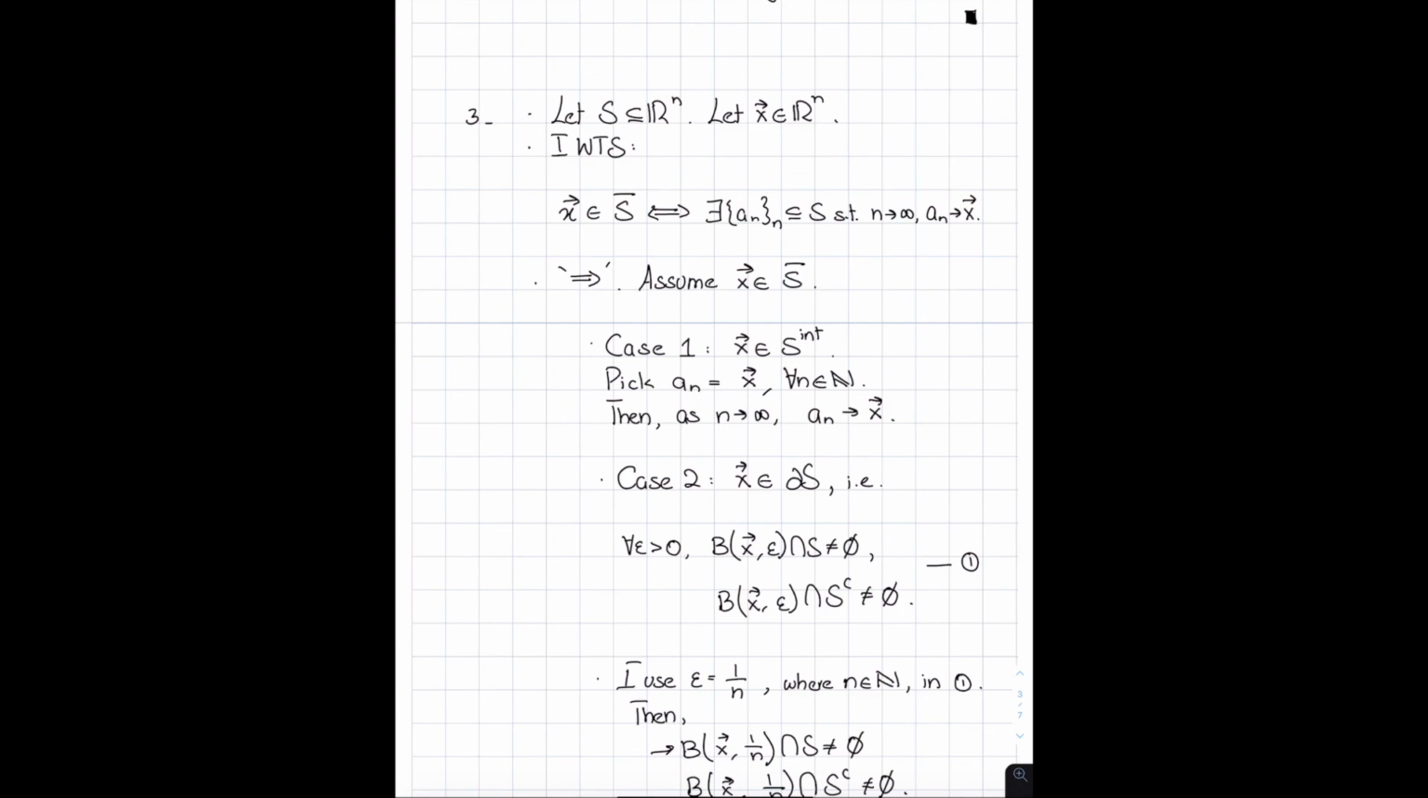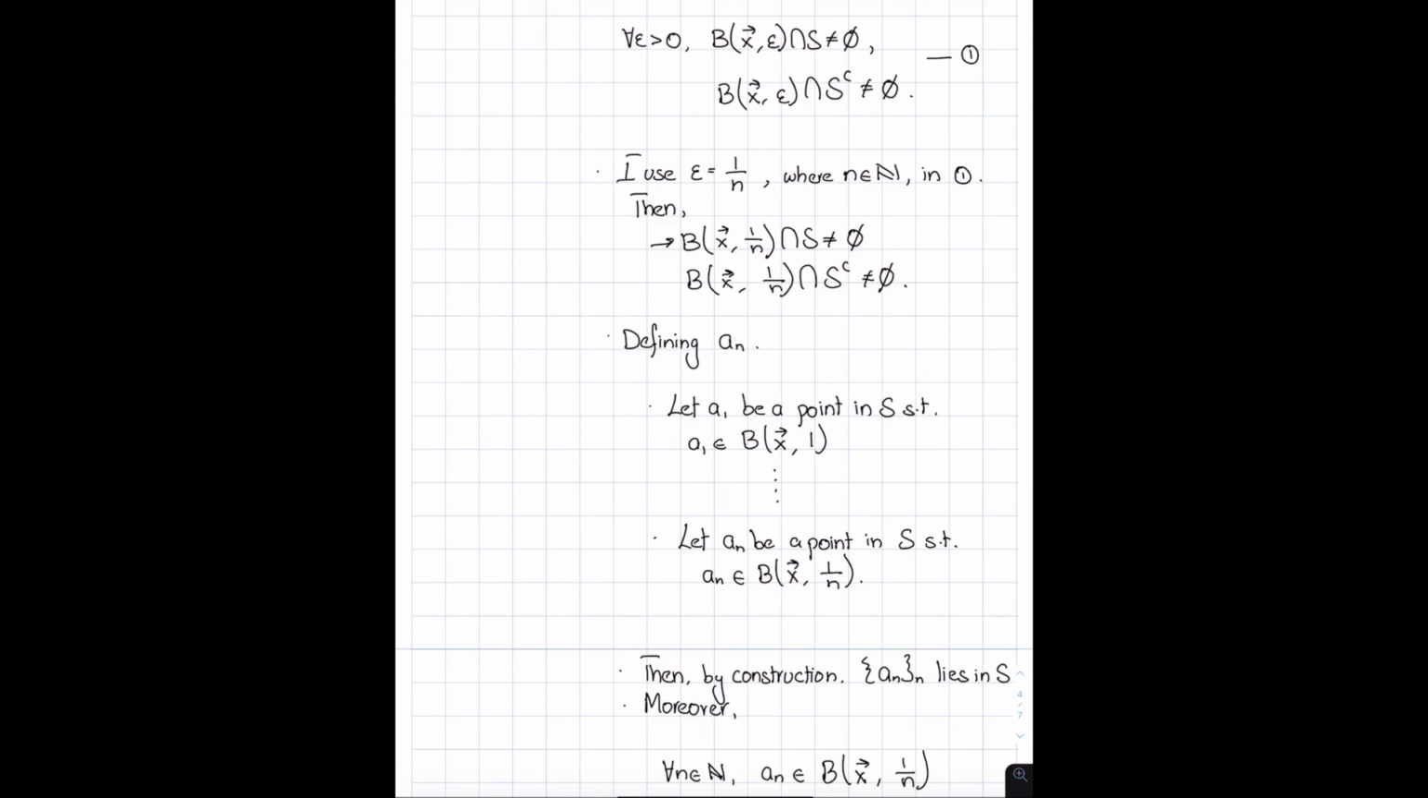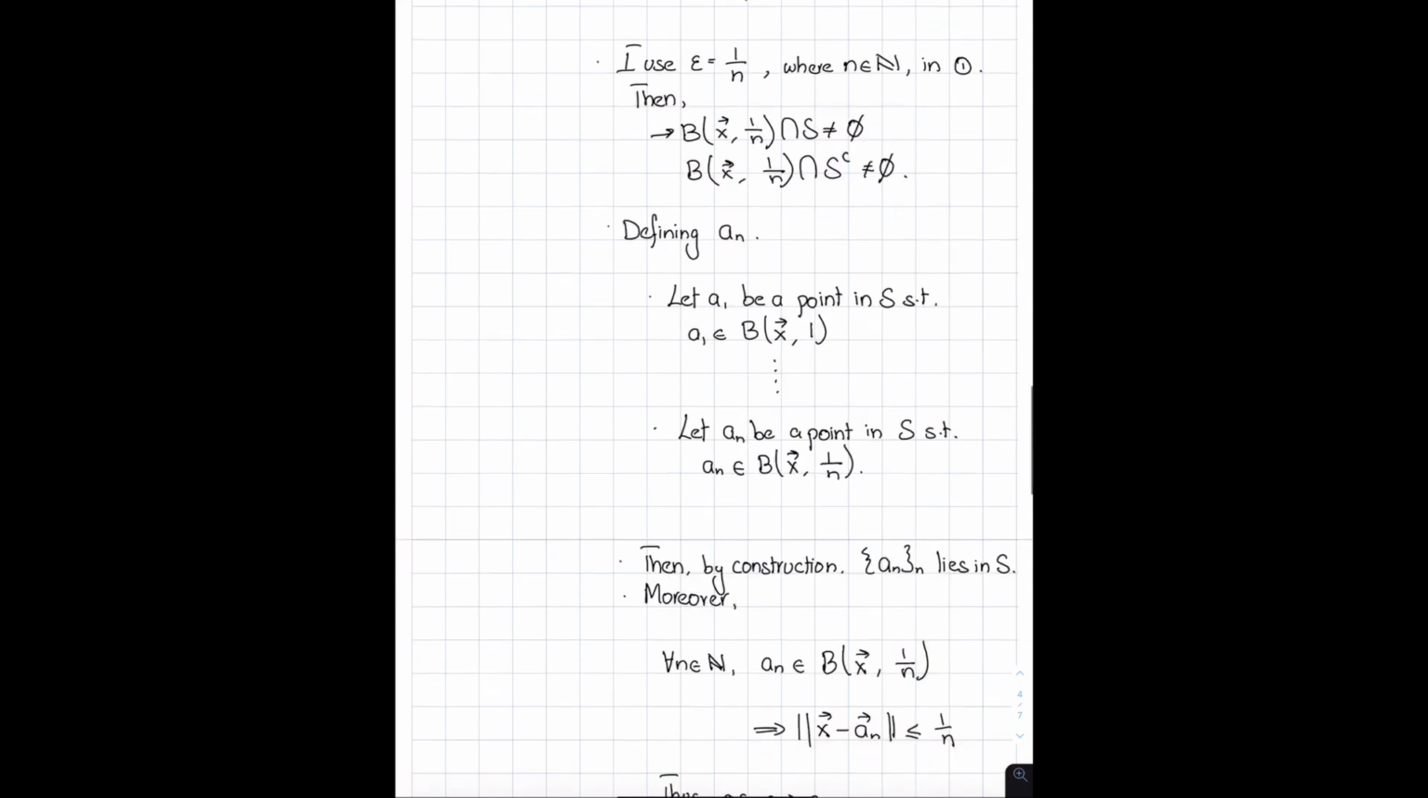So if x was an element in S interior, we simply pick our sequence to be X everywhere. And if it's on the boundary of S, we essentially pick balls centered at vector x with a radius that we are shrinking. And then on each step, we pick a term of our sequence that lies in a particular ball. And then as we shrink that ball, it shrinks to X. And we know that a of n, our sequence, also converges to X.